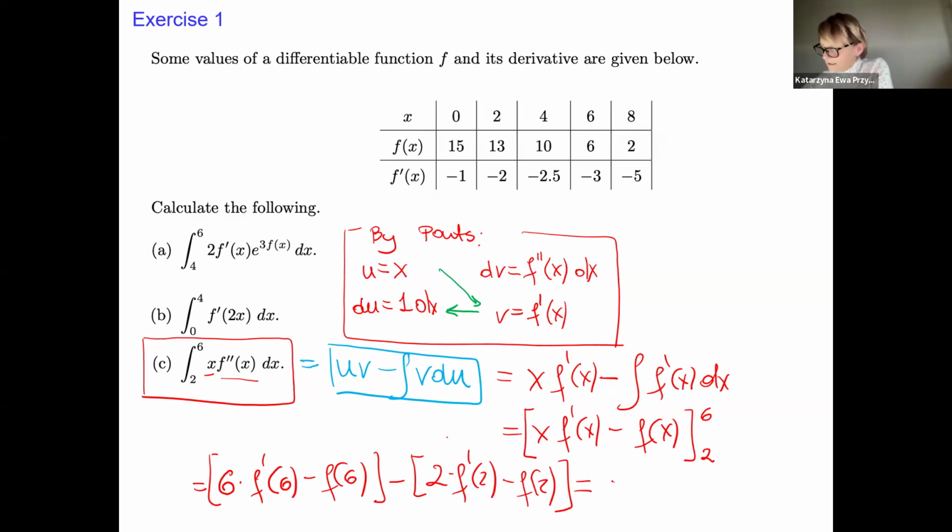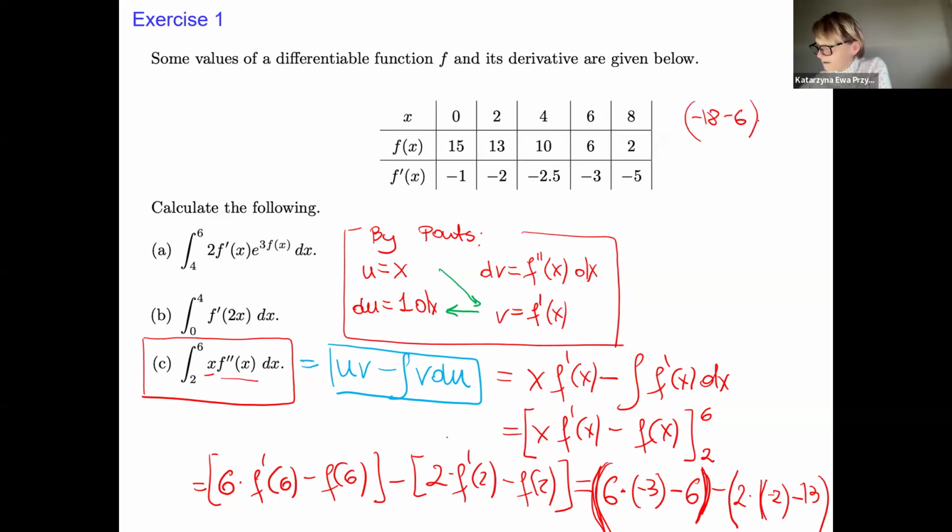Okay, please help me. 6 times, what is f prime of 6? f prime of 6 is -3, yes, thank you. And what is f of 6? f of 6 is 6, okay, minus 2 times f prime at 2. -2, yes, we have to be careful, minus f of 2. f of 2 is 13. Oh, wow, okay. What do we have? We have -18 minus 6 minus -4 minus 13. Wow, so many negatives.